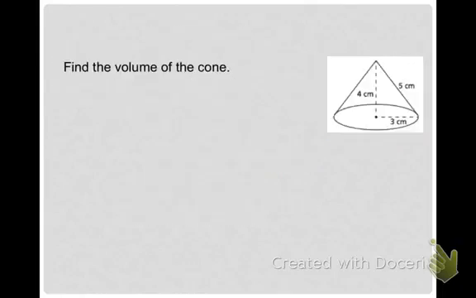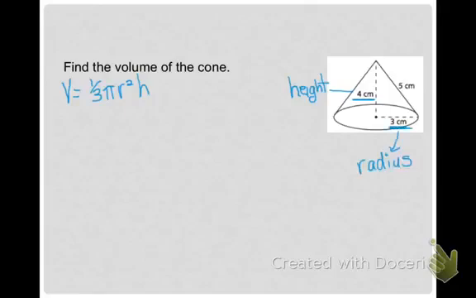So let's find the volume of a cone using this example. First, I'm going to write down my formula, which is 1/3 pi r squared times the height of my cone. And that height is 4, and the radius, which is my r, is 3. And I'm not even going to use what we call the slant height. We'll use that in our next video. Okay, so now I'm going to plug in 3 squared for my radius, and my height is 4.